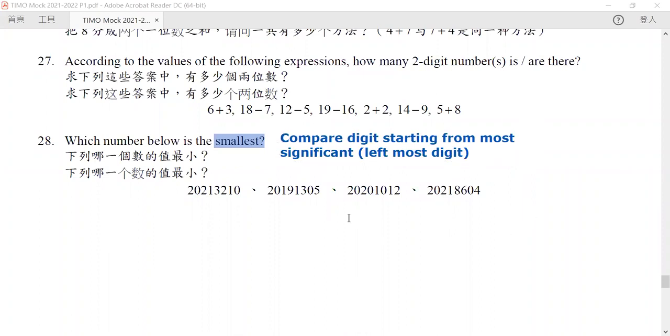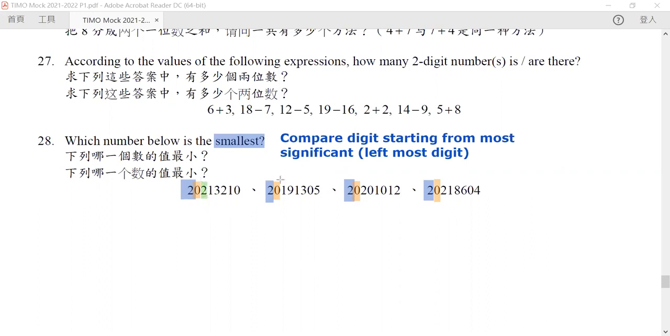So now let's compare it one by one. Our leftmost digit is 2, right? They are all 2. So they are the same, and we still don't know which one of them is larger. So again, we will compare the next one, which is 0. Again, they are all the same. So we still don't know which one of them is the smallest.